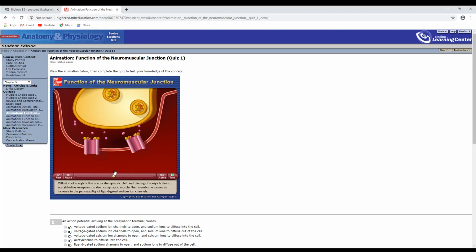The receptor opens, sodium diffuses inward, causing a local depolarization. If we get enough local depolarizations to reach threshold, then an action potential will be initiated in the skeletal muscle fiber, as you can see right there in yellow, and then we'll break down the acetylcholine by acetylcholine esterase.